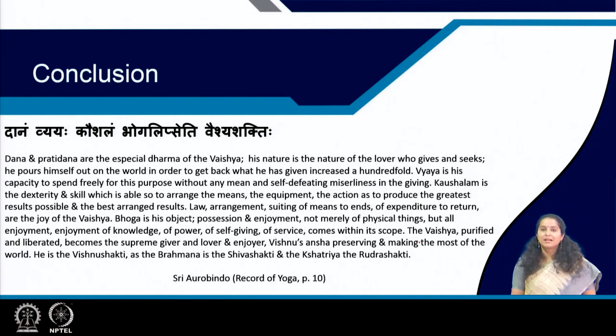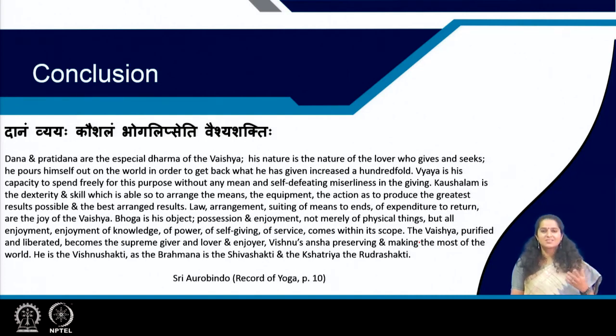His nature is the nature of the lover who gives and seeks. He pours himself out on the world in order to get back what he has given, increased 100-fold. Vyaya or expense is his capacity to spend freely for this purpose without any mean and self-defeating miserliness in the giving. Kaushalam is the dexterity and skill which is able so to arrange the means, the equipment, the action as to produce the greatest results possible in the best arranged results. Law, arrangement, suiting of means to ends, of expenditure to return are the joy of the Vaishya.